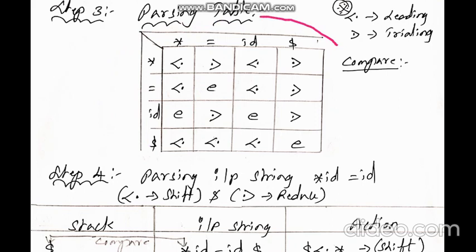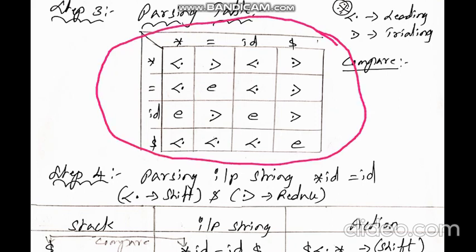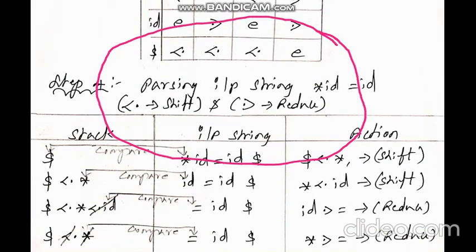Using this parsing table, we are going to have the last step, parsing the input string. The given input is asterisk ID equal to ID. This is the last step. Totally we have 5 steps, but exactly up to here your part is completely covered, so I am stopping here. So step number 4 is parsing the input string. The given input is asterisk ID equal to ID.